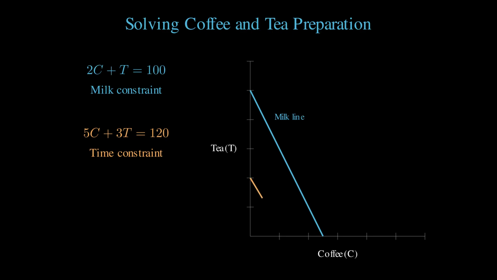Visually, these constraints are lines on a graph. The blue milk line slopes down, showing our milk limits. The gold line, our time constraint, intersecting at a crucial point, the solution. Here's the magic. This point tells us exactly what we need. Prepare 20 cups of coffee and 60 cups of tea. These quantities fulfill both constraints, ensuring everyone's festive cravings are satisfied.